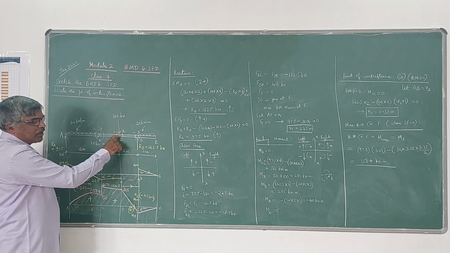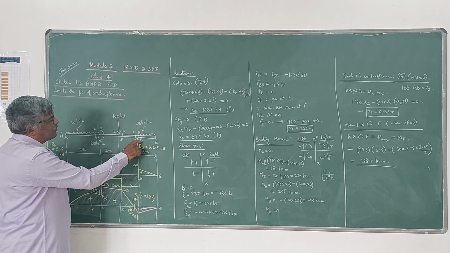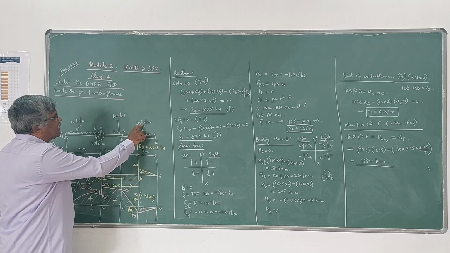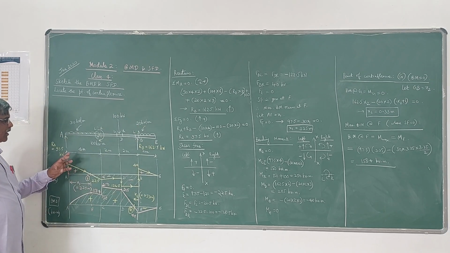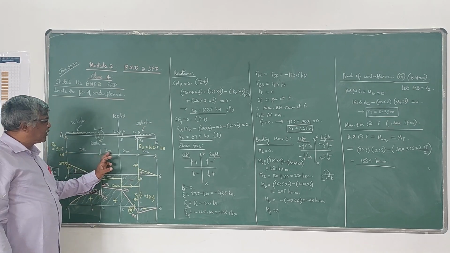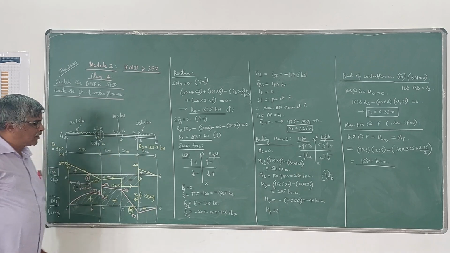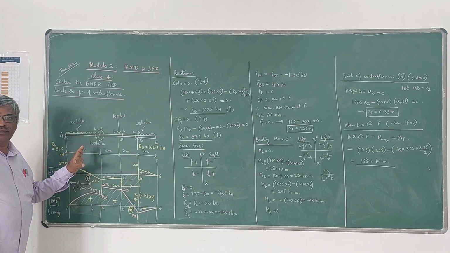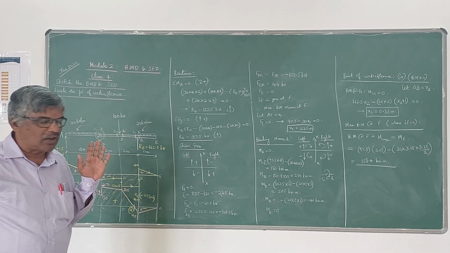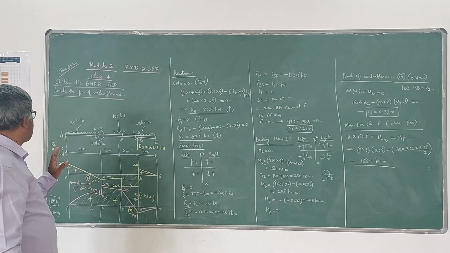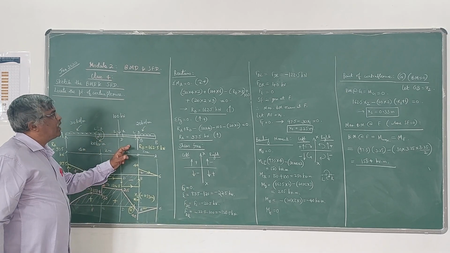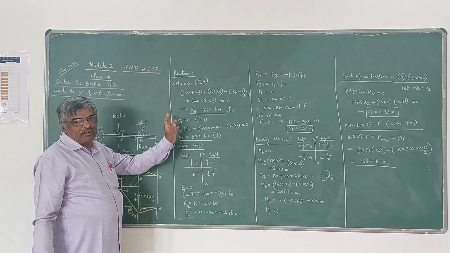100 kN constant load is there at D, and UDL once again from D to E of intensity 20 kN per meter. And these are the spans: 4 meter, 2 meter, 2 meter, 2 meter. Now the first step is to find the reactions. As you all know, we have to find the reactions at A, B, RA and RB using the equilibrium equations.